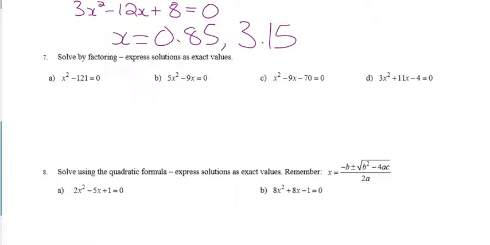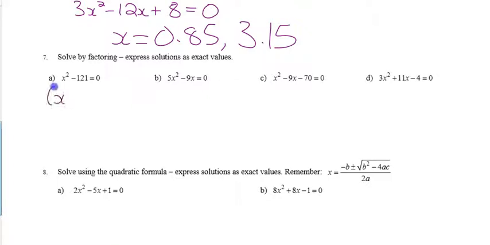Here's a method, factoring. Solve by factoring, express solutions as exact values. Exact values means if it's a radical, you leave it as a radical, although you simplify it, right? So if you end up with root 50, it becomes 5 root 2. That's an exact value. If we ask for decimals, then you change it to a decimal and round it to whatever, right? But this is asking for exact values. This says solve by factoring. If I wasn't factoring, I would go x squared equals 121 and then square root both sides and get x equals plus or minus 11, which is the answer.